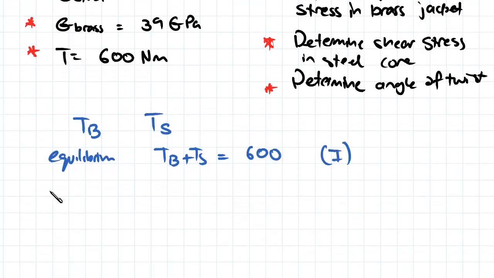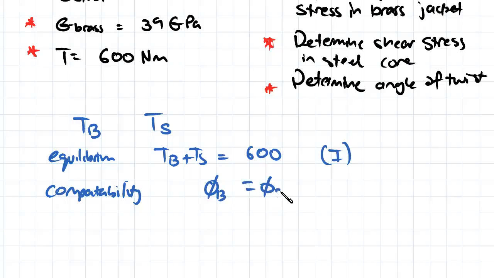So from compatibility, we know that we've got our composite section here, and the sections can't move against each other. So they're solid, there's no movement between the sections, so that means that the angular rotation is the same. So the angle of twist in the brass is going to be equal to the angle of twist in the steel.